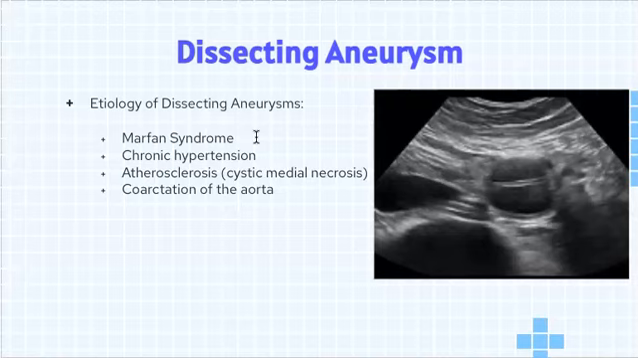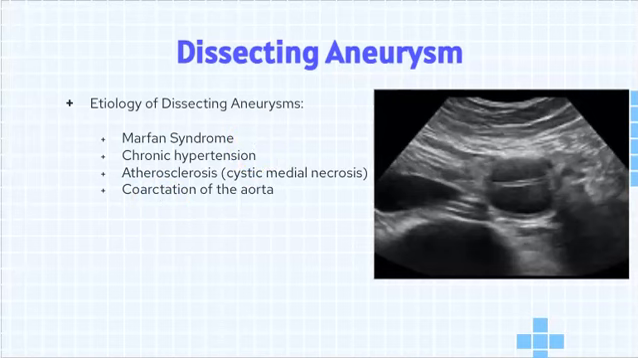Another cause is chronic hypertension, atherosclerosis, or cystic medial necrosis, which is just a disease of the large arteries where there is a degenerative breakdown of collagen, elastin, and the smooth muscle, which contributes to the weakening of that vessel wall over time or as the patient ages.